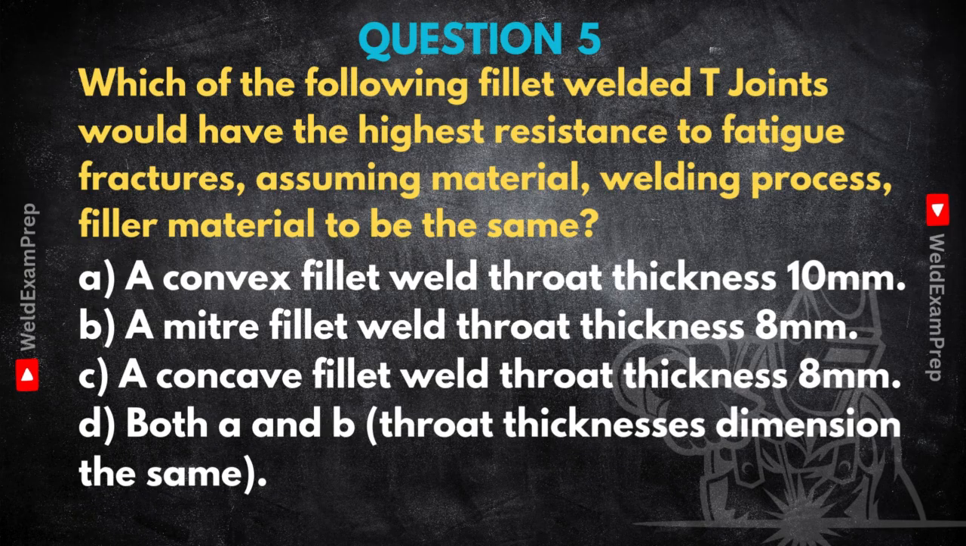Options. A: a convex fillet weld, throat thickness 10 millimeter. B: a miter fillet weld, throat thickness 8 millimeter. C: a concave fillet weld, throat thickness 8 millimeter. Or D: both A and B, assuming throat thicknesses were the same.